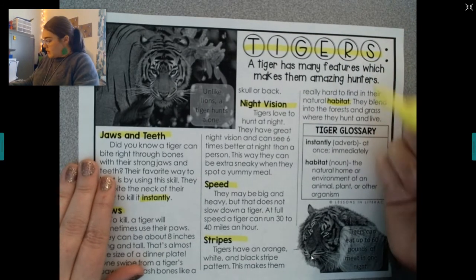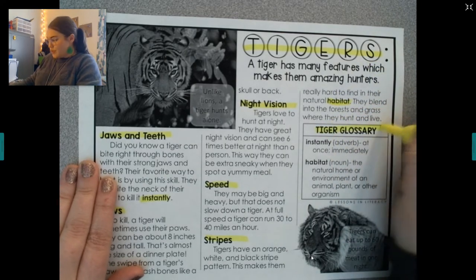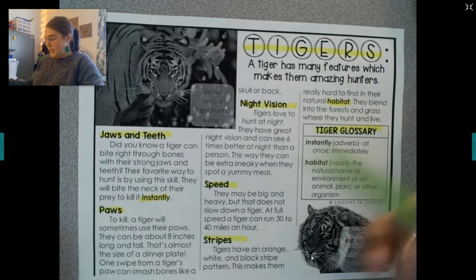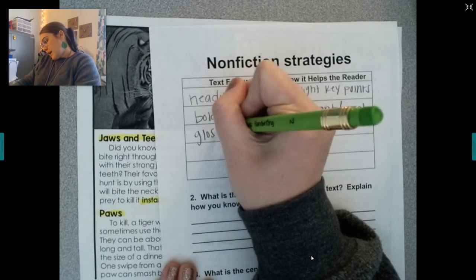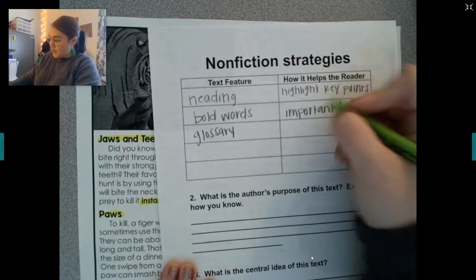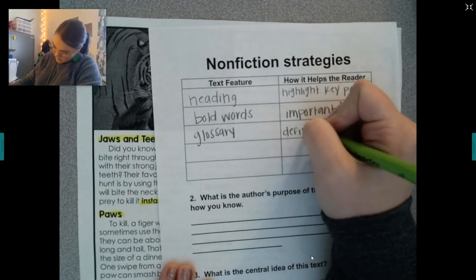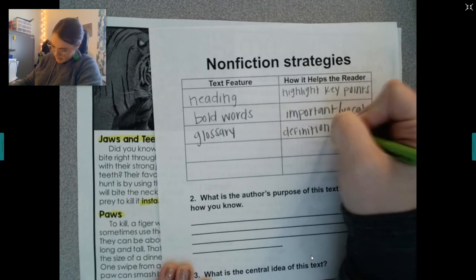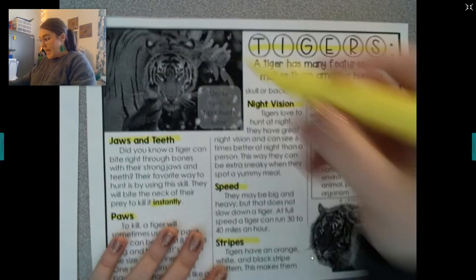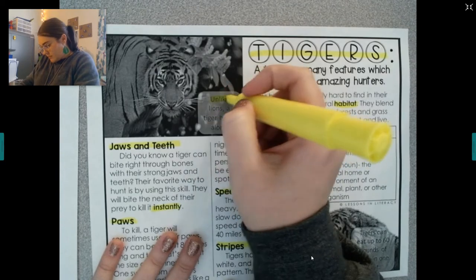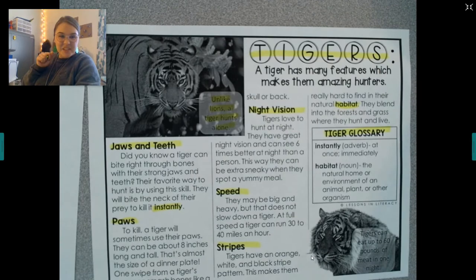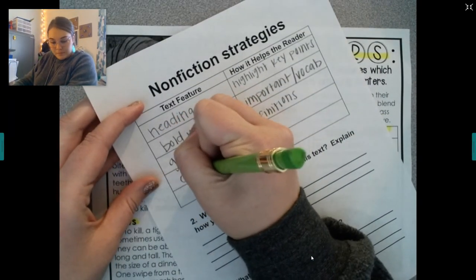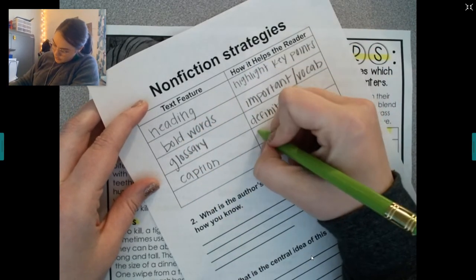I also see a glossary right here, which is different because I don't normally see those in articles. So that's pretty cool. So I see another text feature, a glossary, and that glossary gives me definitions. I also see a caption. And a caption is that little blurb, kind of like on Instagram where it tells you what's going on in the picture. So that caption is a little description of the picture.